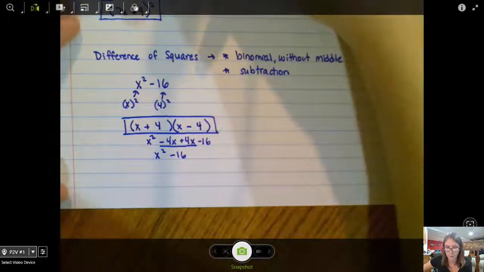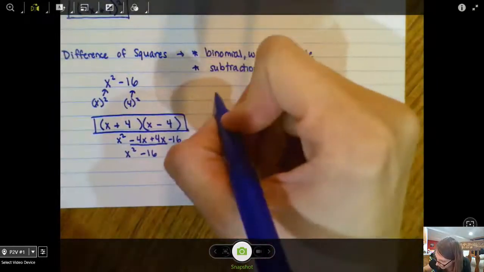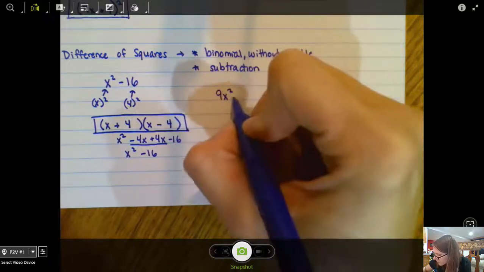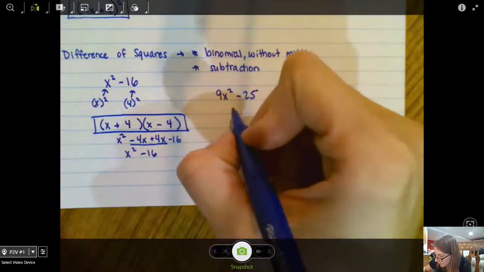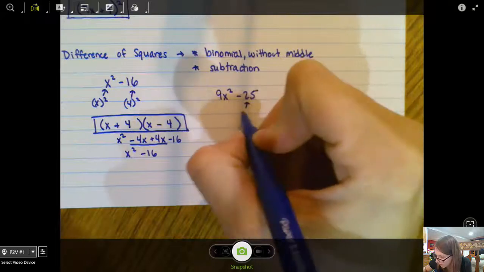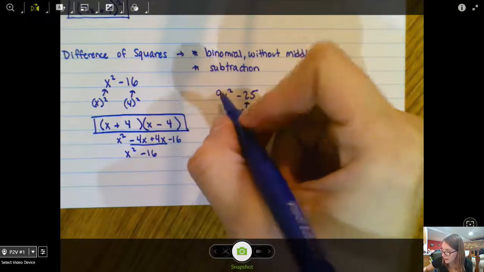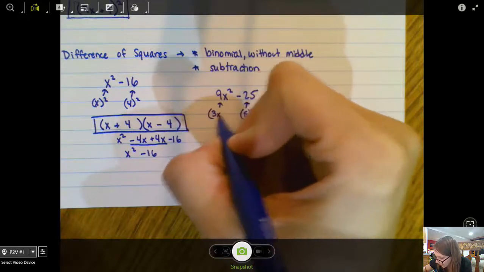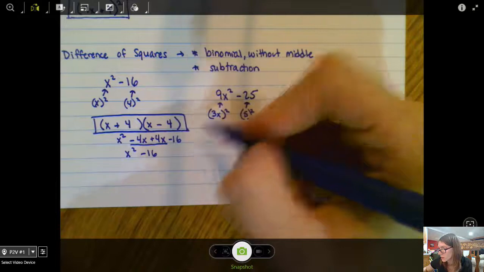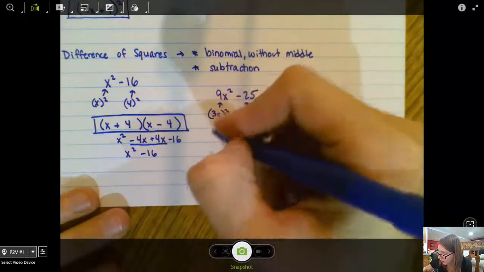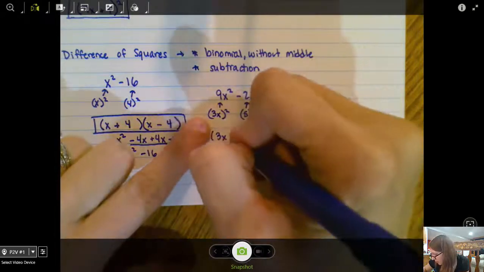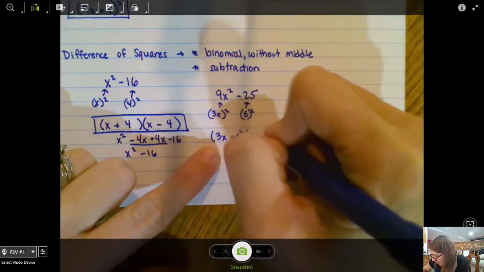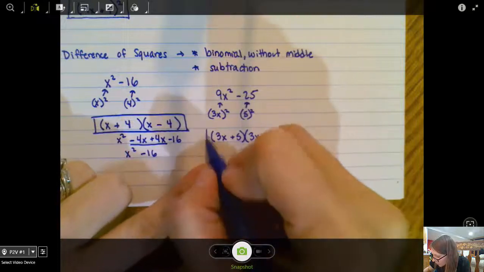Okay, let's do another one real quick. What if I had 9x squared minus 25? Well, I noticed right away I have a binomial. I don't have the middle term. There's subtraction. Let's see if this works, if I have perfect squares. Well, 25 is 5 squared. And 9x squared is 3x squared, because 3 squared is 9, and x squared is our x squared. Okay, let's put this together. Our factors for this: I'm going to have 3x plus 5, and then the same factor again, but with the opposite sign in the middle. 3x plus 5, 3x minus 5.